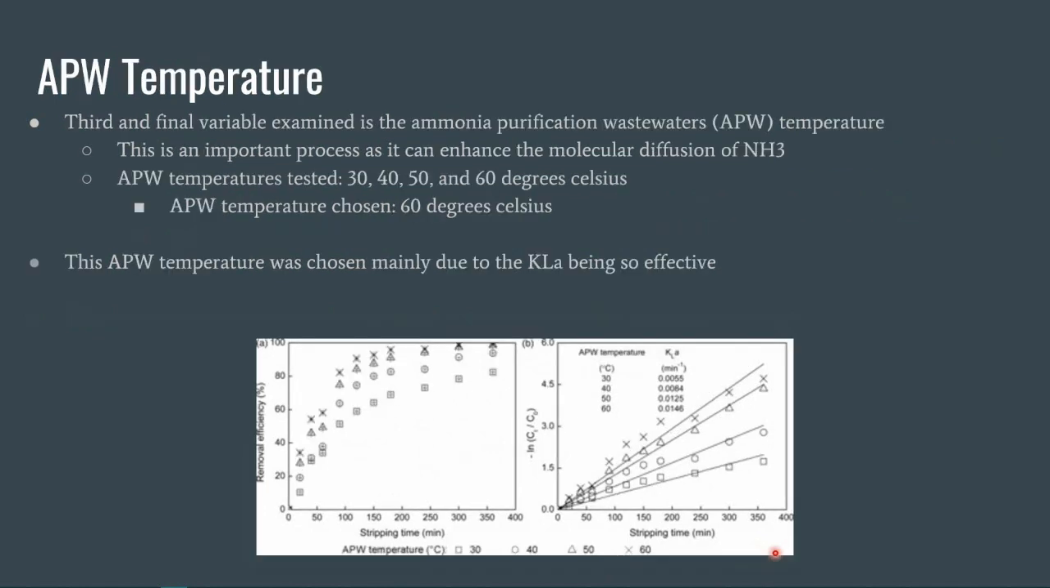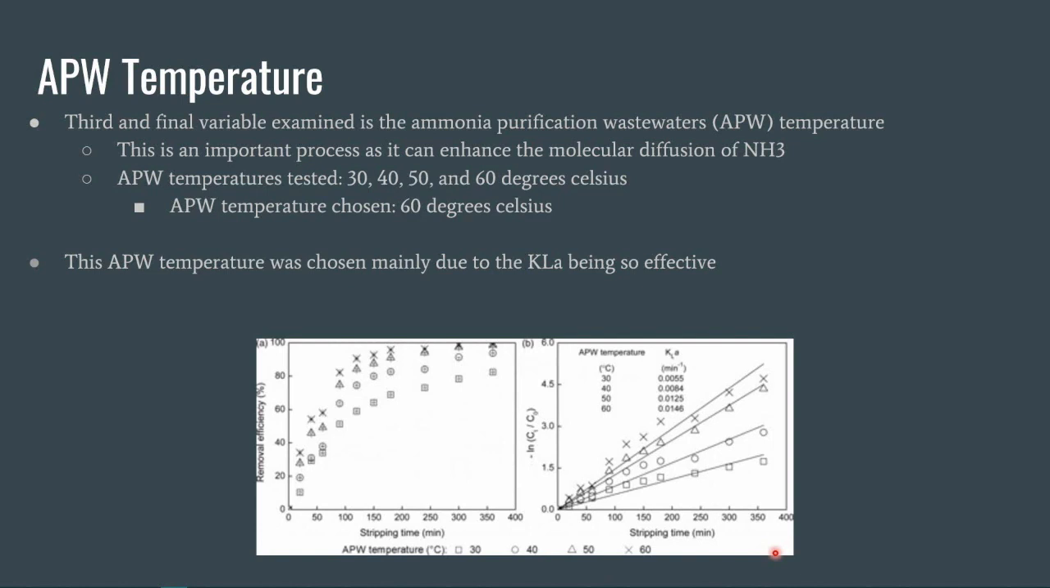Now, the final variable examined before a design can be constructed is the ammonia purification wastewater's temperature. In the two graphs below, it can be seen that the KLa, the overall volumetric mass transfer coefficient, and the removal efficiencies at 30 degrees Celsius are much lower than those at 60 degrees. Because of the effectiveness of 60 degrees Celsius, that was the temperature chosen.